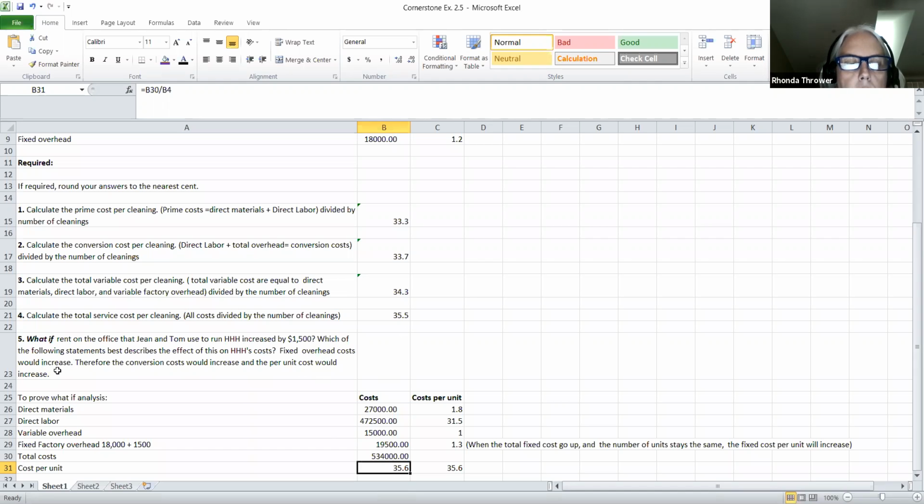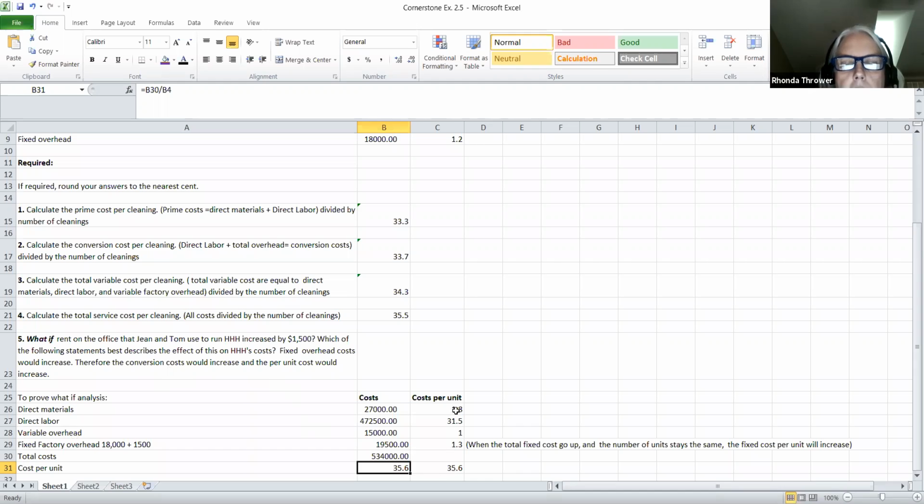The fixed overhead cost would increase if the rent increased. The conversion cost would increase, and the per unit cost would also increase. Remember, conversion cost were your direct labor and all of your factory overhead combined. So your total conversion cost would have increased. And so that would make the per unit cost increase too.